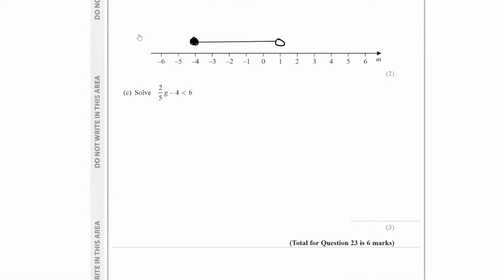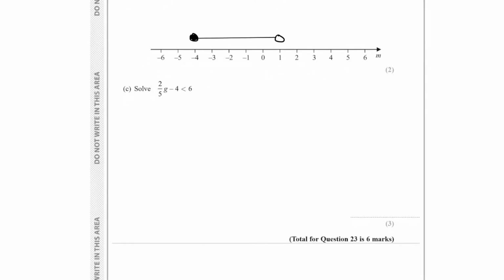And then part C, we've just got a linear inequality to solve. So just imagine this is like a normal equation. Obviously just copy the symbol. So we're solving this. Basically that means I want to get G on its own on one side and all of these other numbers on the other side. So I think the easiest thing to do is to move the 4. The way that we move things, same as an equation, you just do the opposite.